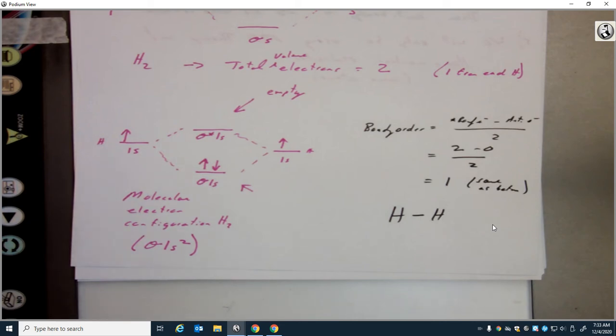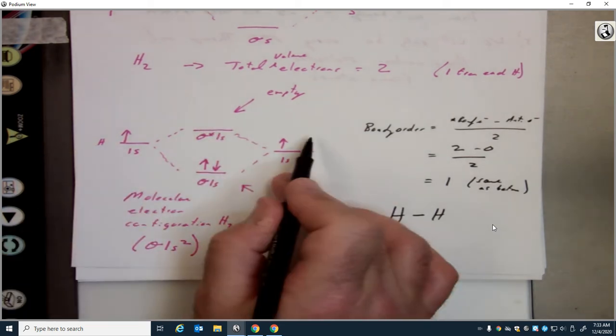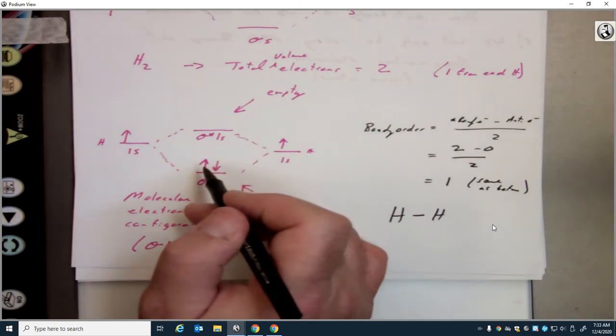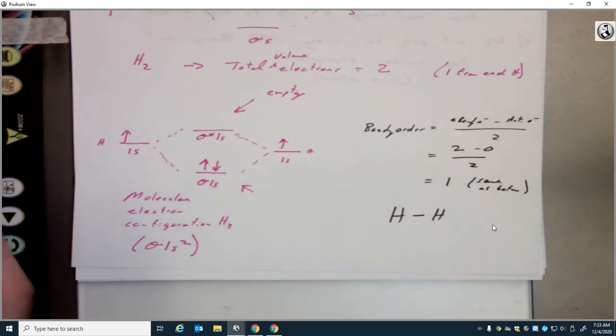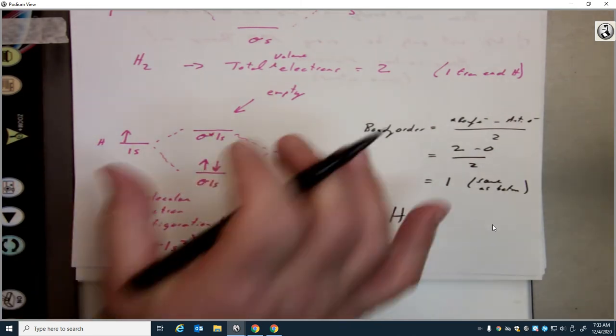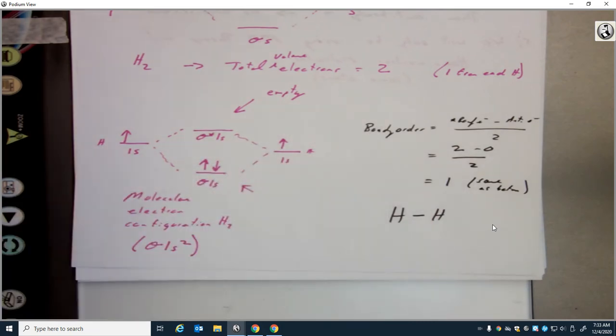Now, you just have to memorize this pattern for groups 1 and 2. You've got to memorize it. I'm telling you right now. If you memorize that for groups 1 and 2, you're good to go.